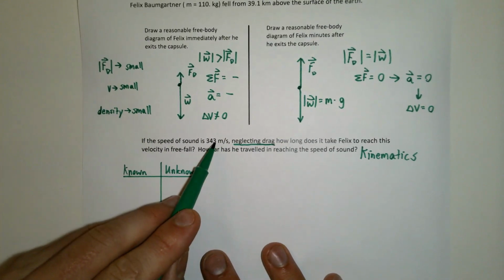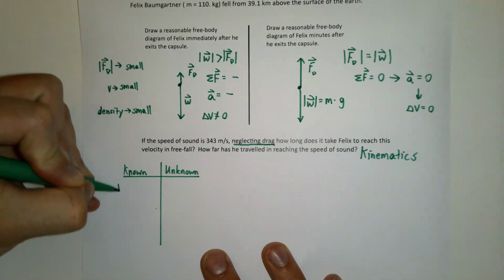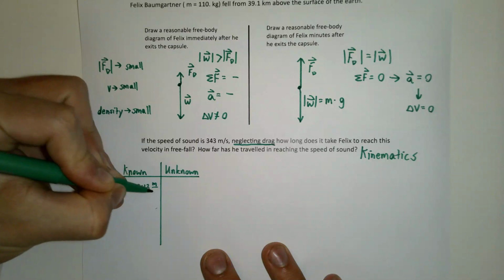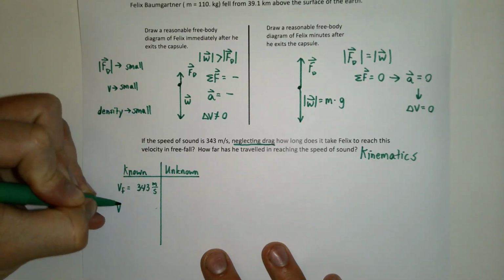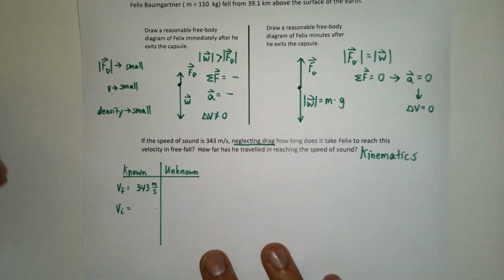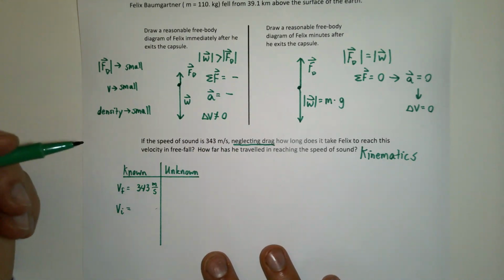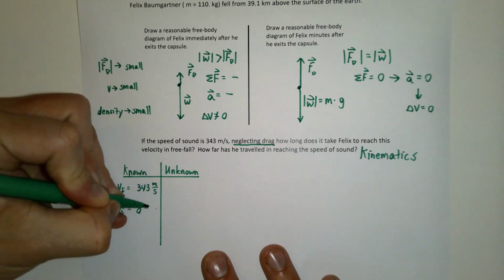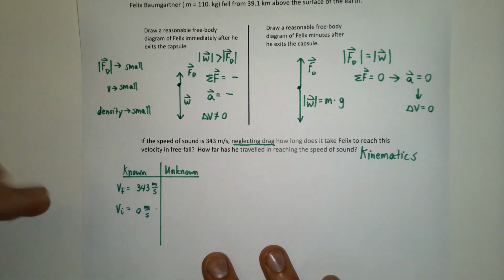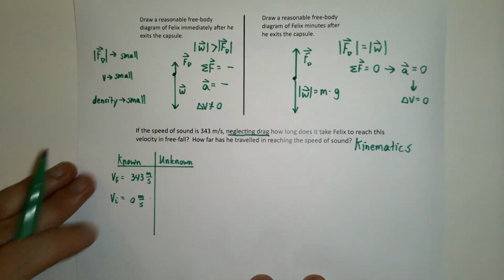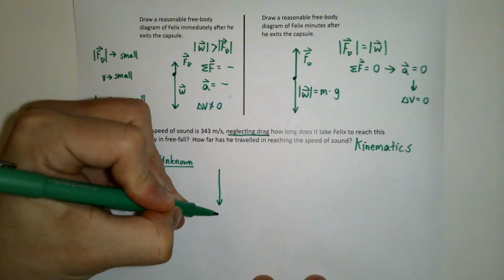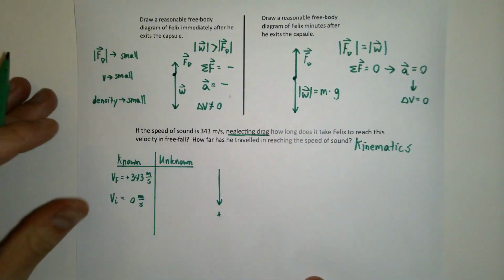We know that he's going to reach a velocity of 343 meters per second. That's his final velocity. He starts at a velocity, though, of what? What is his initial velocity when he exits the capsule? Well, if he's just walking off the edge of the capsule, then it's just 0 meters per second. In what direction? We'll say the positive direction is down. That makes everything easy for us.